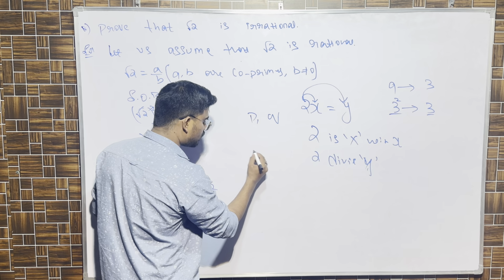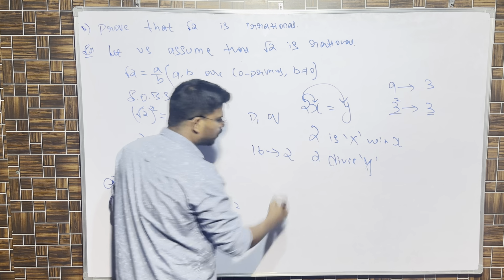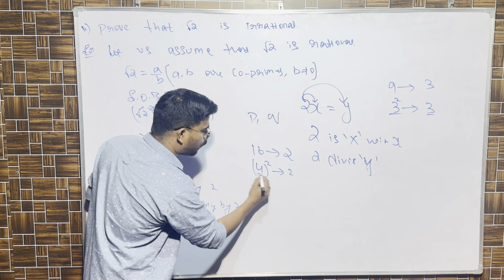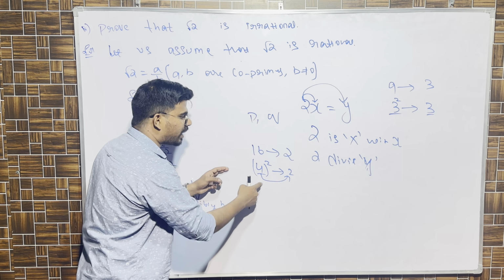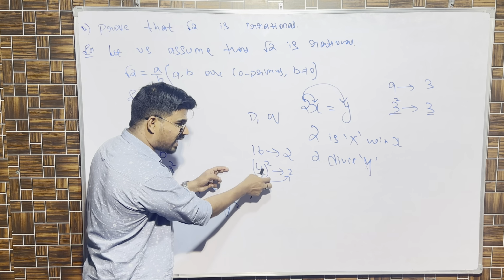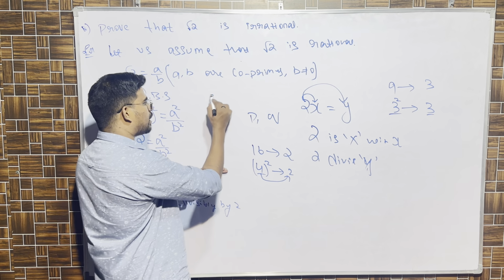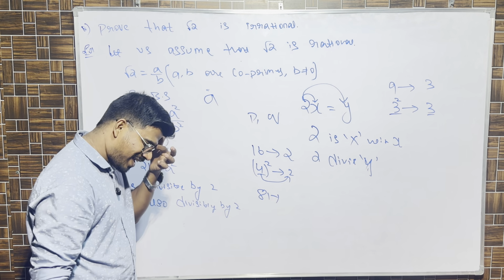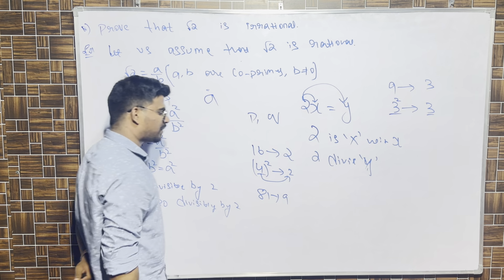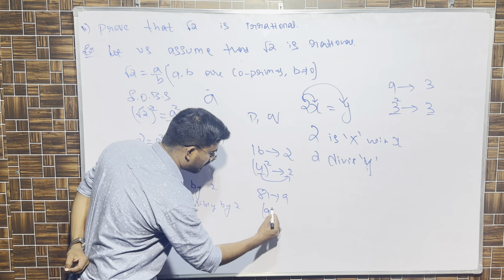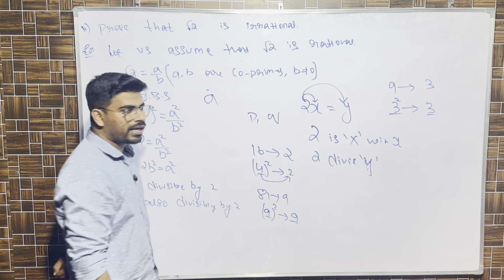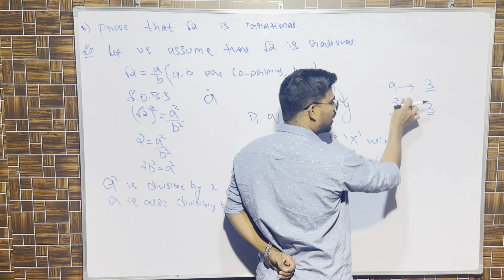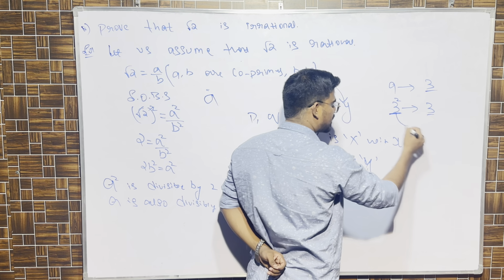Another example. 16 is divisible by 2, and 16 can be written as 4 square. This 4 is also divisible by 2. If the square of any number is divisible by 2, then without the square, whatever is in the base is also divisible by 2. One more example: 81. 81 is divisible by 9, and 81 is 9 square, and this 9 is also divisible by 9. So the bottom line of all these 3 examples is, if the square of any number is divisible by some other number, then removing the square, whatever is in the base is also divisible.